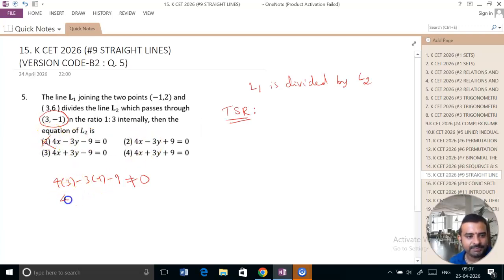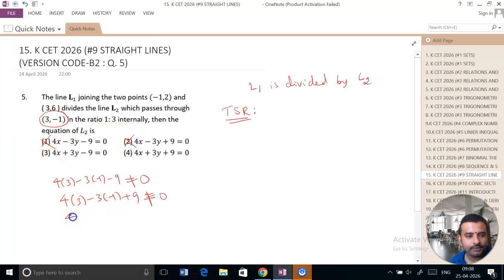Option B, consider option B: 4 into 3 minus 3 into minus 1 plus 9. See, again it will not give 0, because it will be 12 plus 3, 15 plus 9, it will be 24. So option B is not correct.